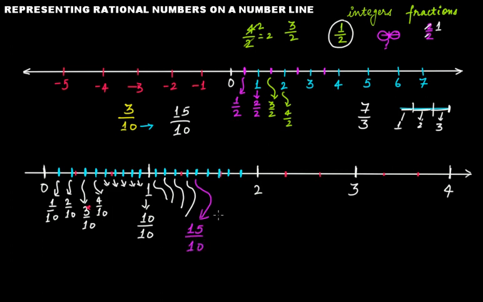Can you tell 23 over 10? Yes, we can tell. This 2 is actually 20 over 10. So the next 3 marks, that is 1, 2 and this 3. So this is 21 over 10, 22 over 10, and this becomes what? 23 over 10.